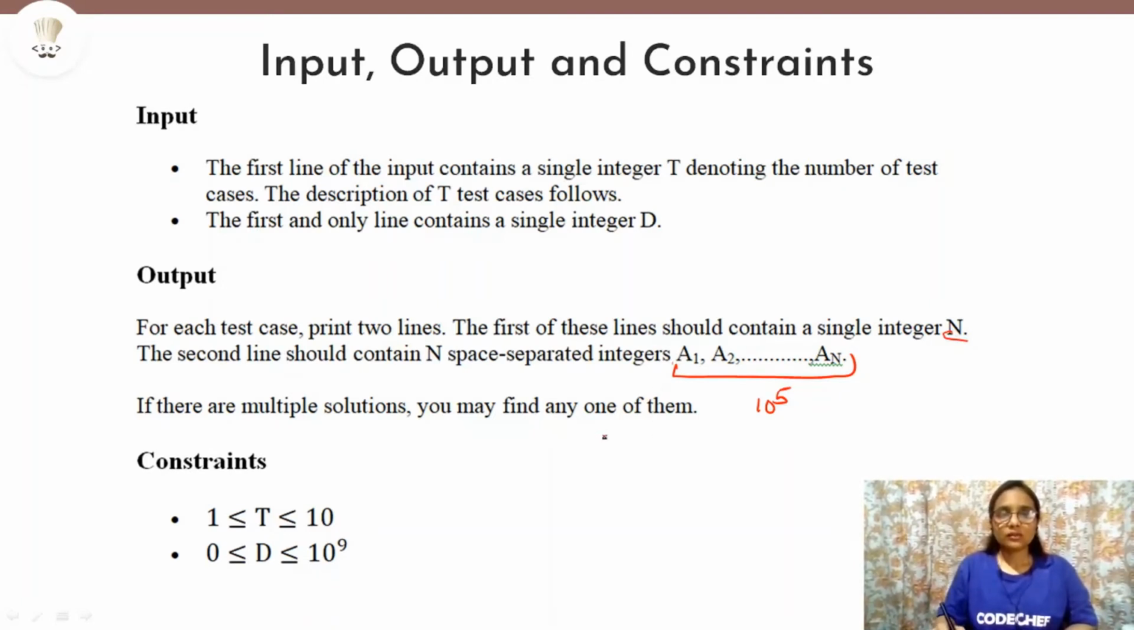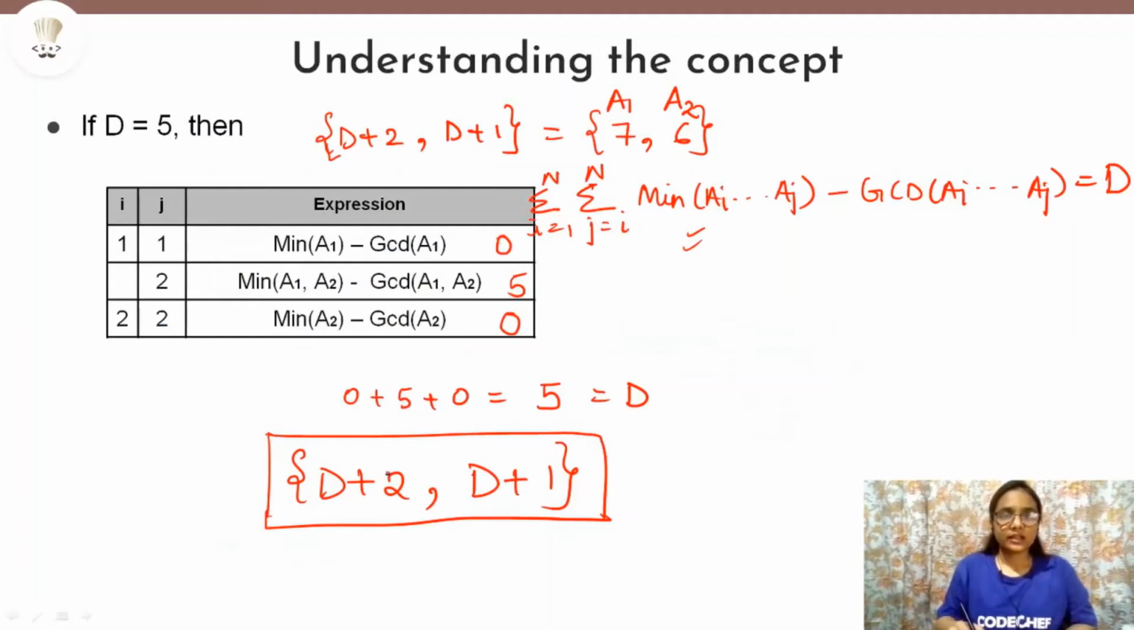Okay. So now let us focus on this part, that each of the elements in the sequence must be at most 10 to the power 5. If you see here, first let's discuss up to what range this solution will work. Maximum, any element in the sequence can be 10 to the power 5. That means d plus 2 can be maximum 10 to the power 5. Beyond that, we cannot take. This was a constraint in our problem. So, d can be maximum 10 to the power 5 minus 2.